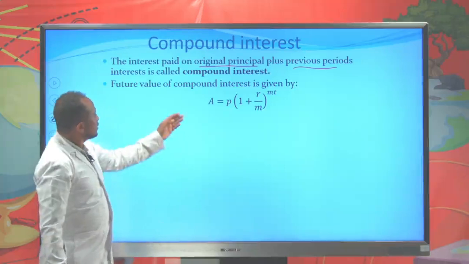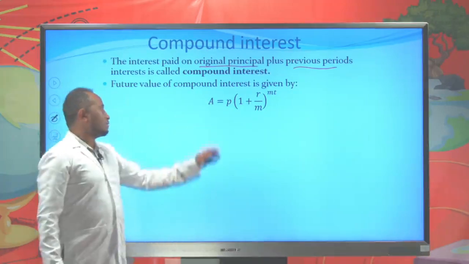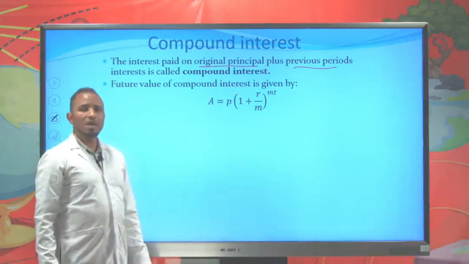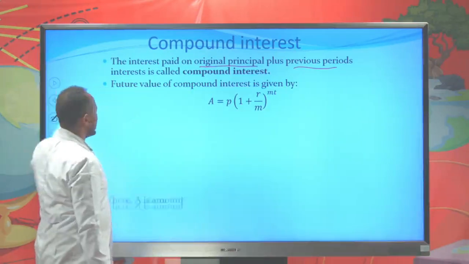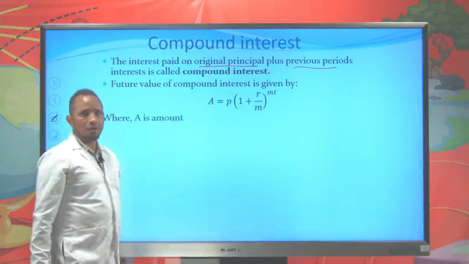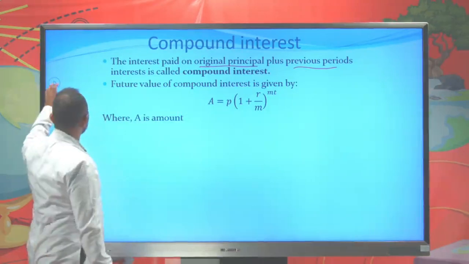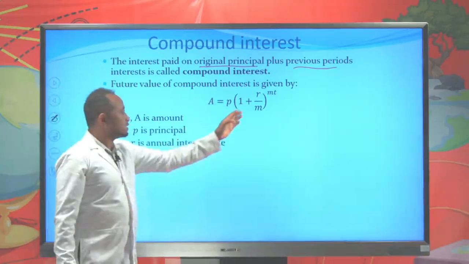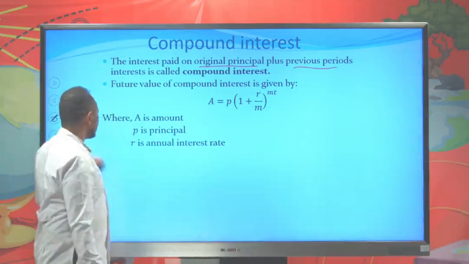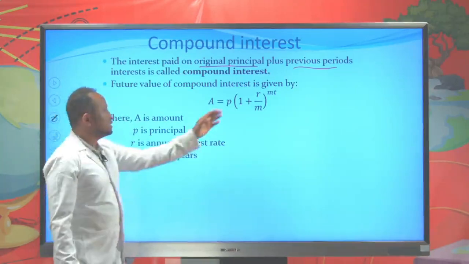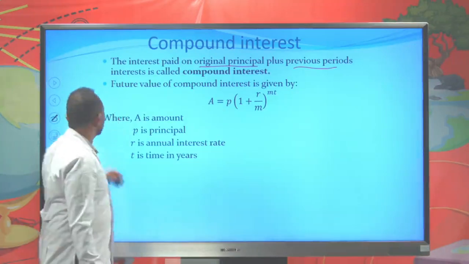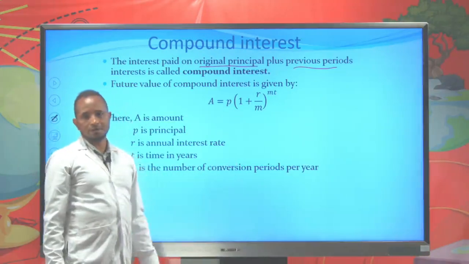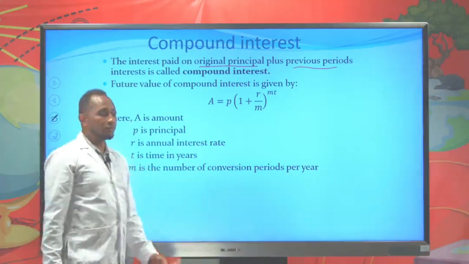It's given by amount is equal to the original money invested, principal, into 1 plus R over M, the power of MT, where A is the accumulated amount of this compound interest and P is principal, R is the interest rate per year, or this annual interest rate, and T is the time in years, it must be in years, and M is the number of conversion periods per year.